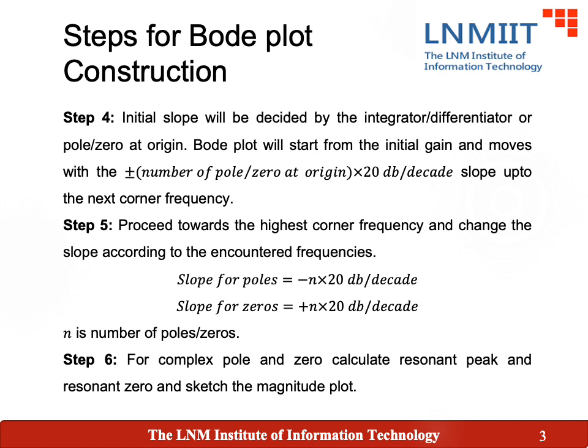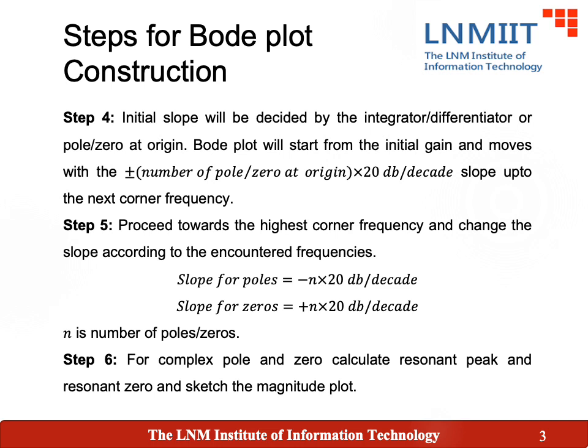which leads us to step 5. After the origin, what is the next higher frequency you have? Up to that higher frequency, the previous slope continues, and after encountering this particular frequency, we will see if it is associated with a pole or zero. If this corner frequency is associated with a pole, then it will reduce your net slope by 20 dB per decade per pole. And if it is associated with a zero, then it will increase the slope of your magnitude by plus 20 dB per decade.